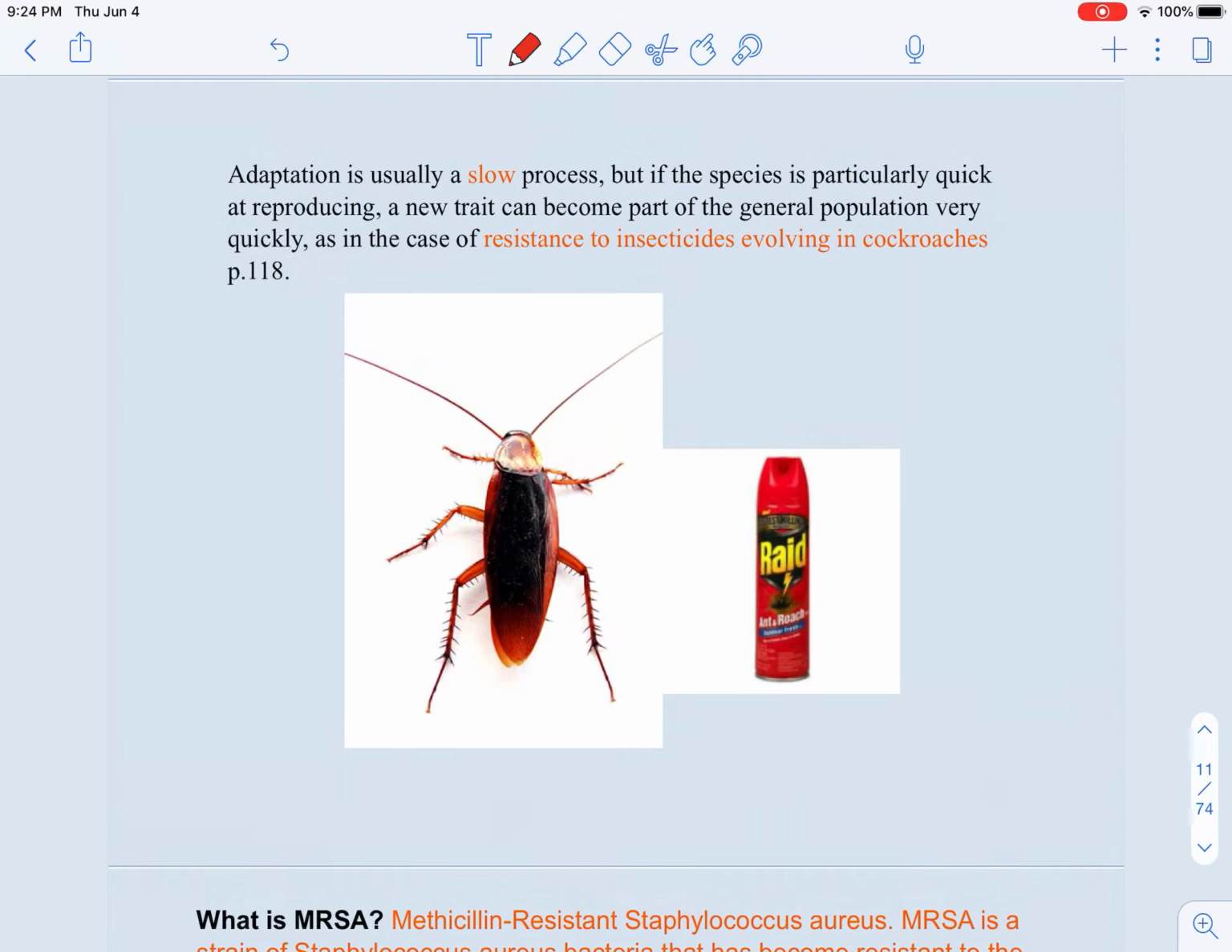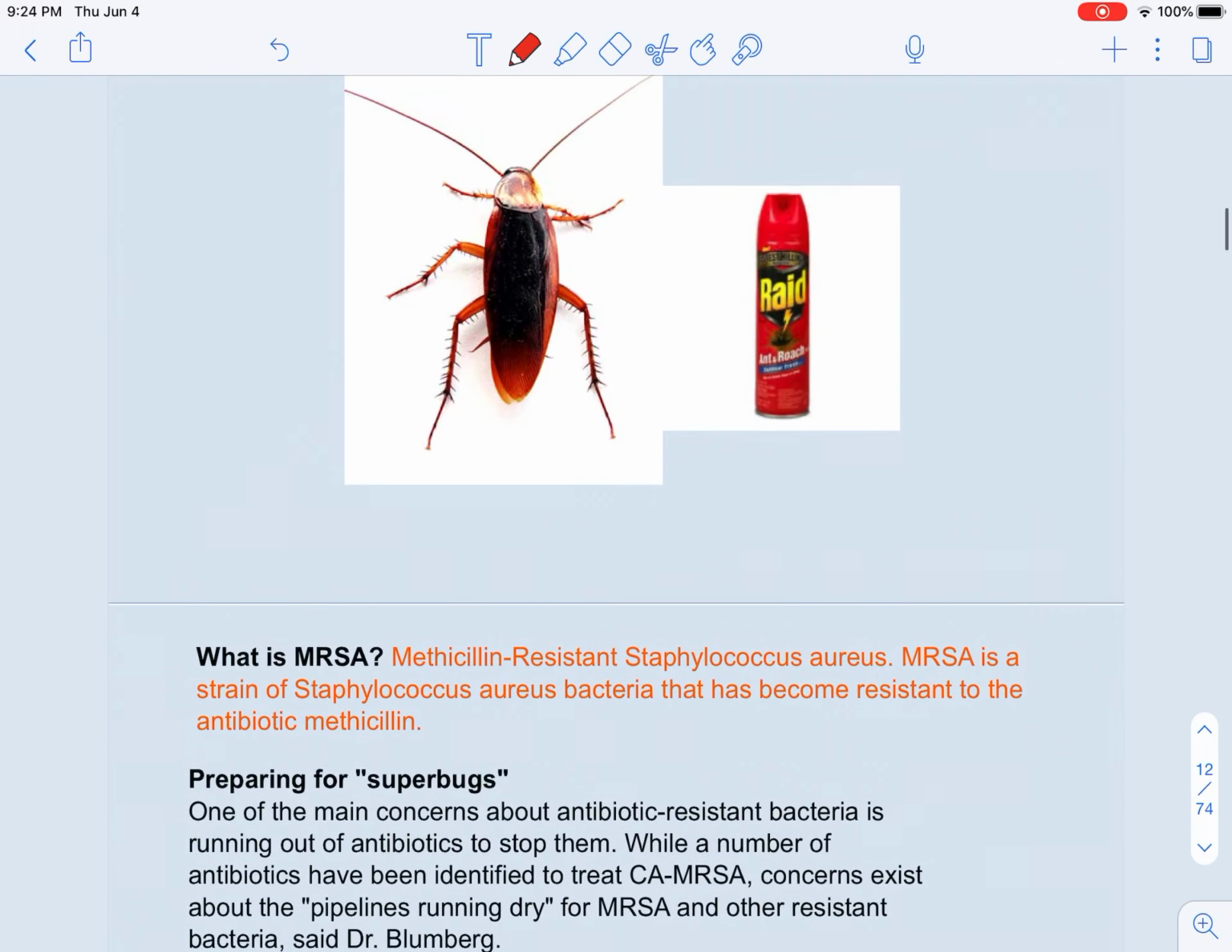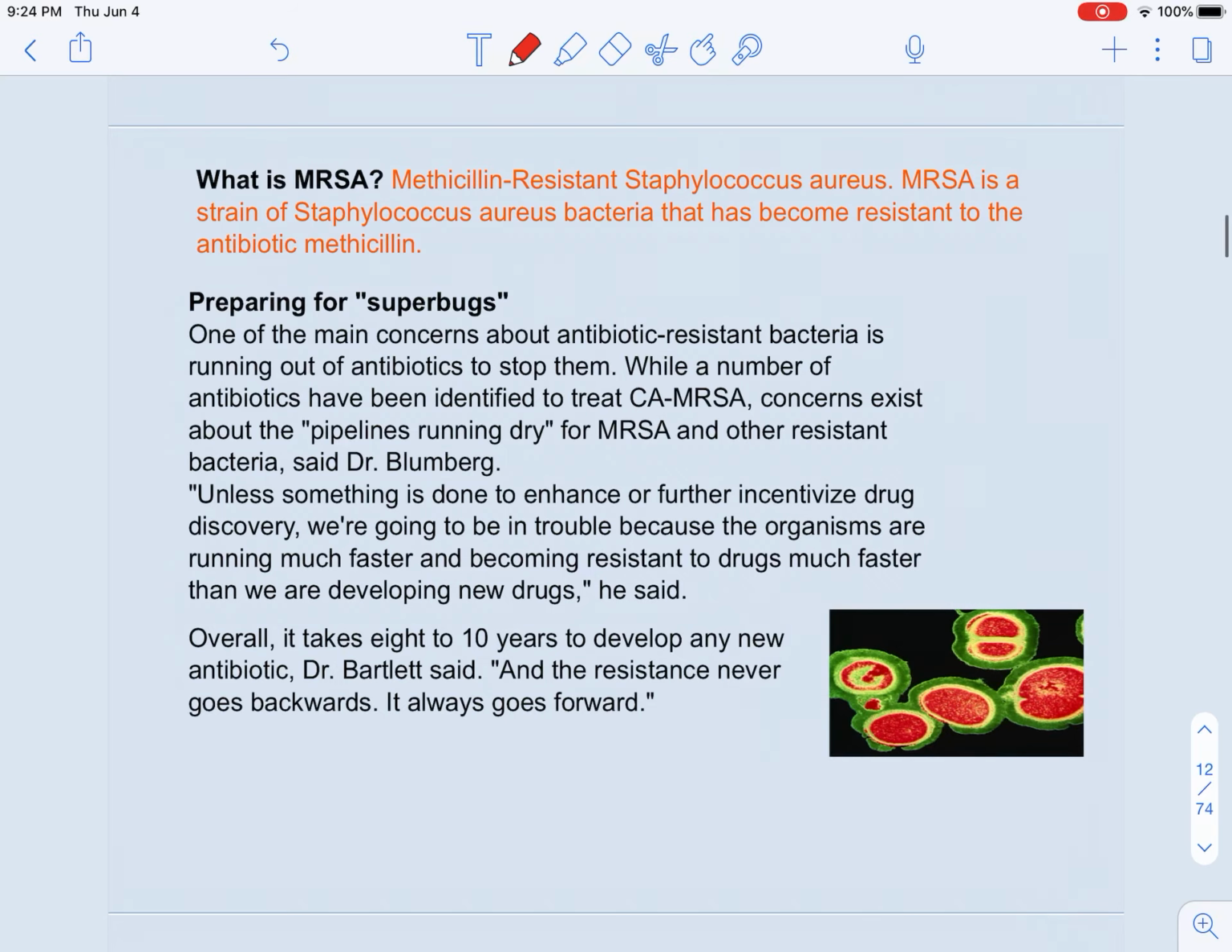Adaptation is a very slow process, as it mentions here, and it says sometimes it will take time, but sometimes if it's little creatures like insects that reproduce very quickly, sometimes that new trait can become part of the gene pool very quickly, like when bacteria gain a resistance to antibiotics, or insects get a resistance to insecticide. Those mutations, if some insect has it, those could end up being found in offspring very quickly.